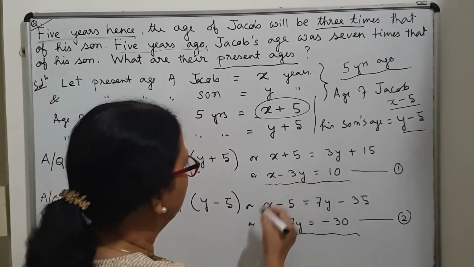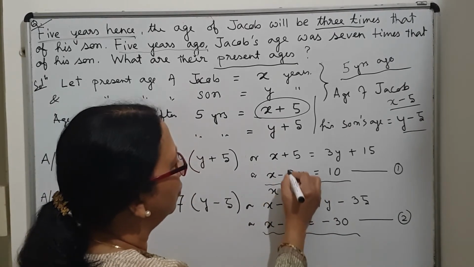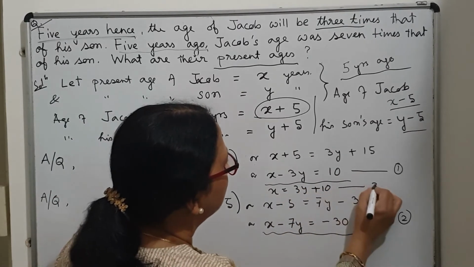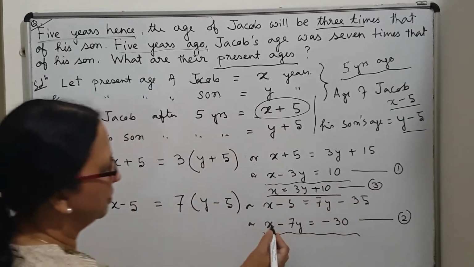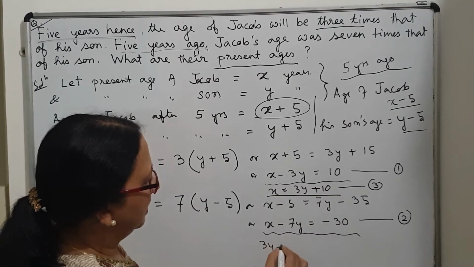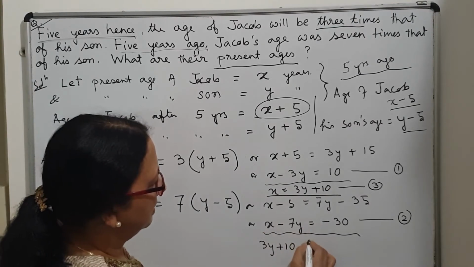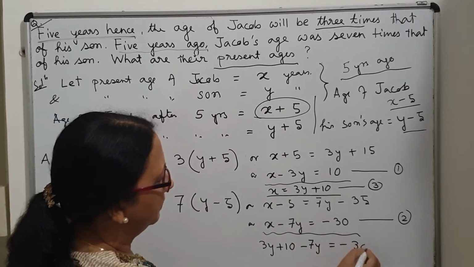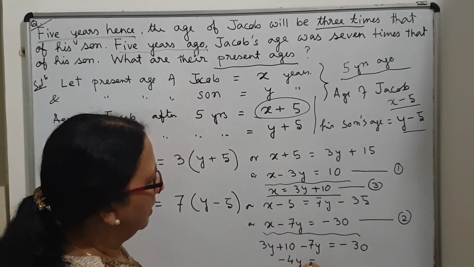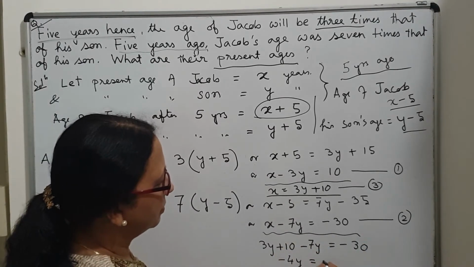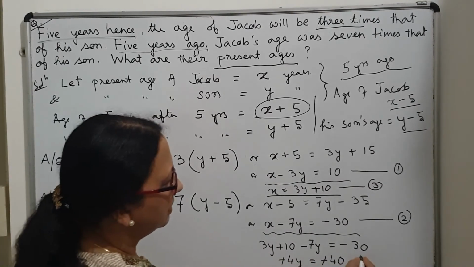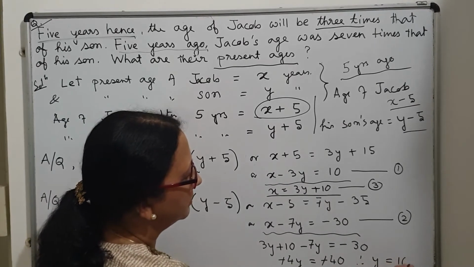So let us solve by the method of substitution. From equation 1 I can write x is equal to 3y plus 10. Call this equation 3. This value of x I will substitute in equation 2. So x is 3y plus 10, minus 7y is minus 30. So 3y minus 7y is minus 4y, and the 10 will go to that side, so minus 30 minus 10 is minus 40. Minus minus getting cancelled, therefore y is equal to 10.